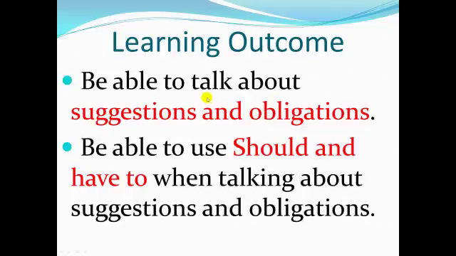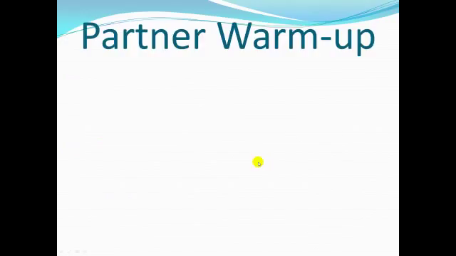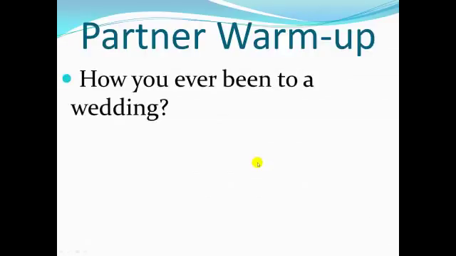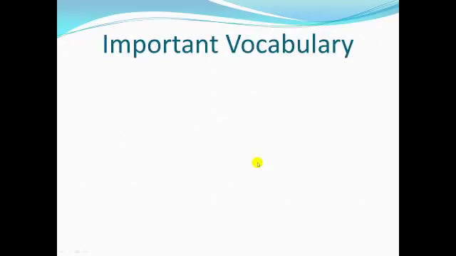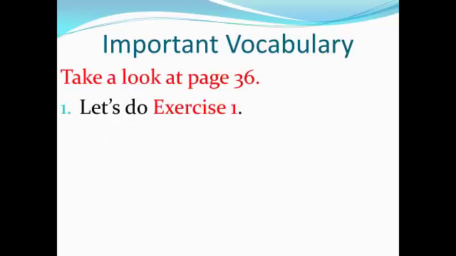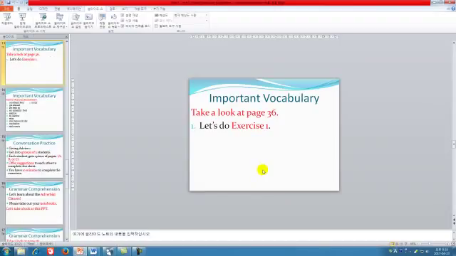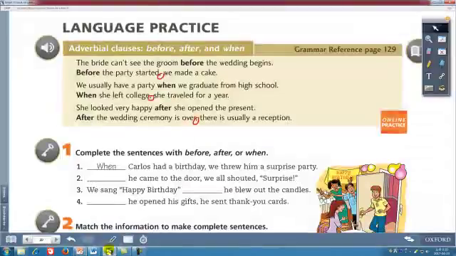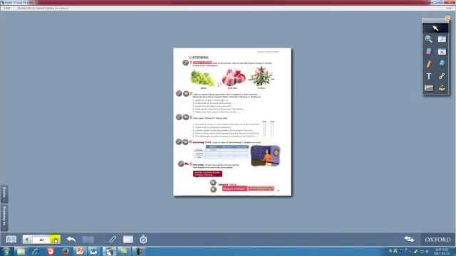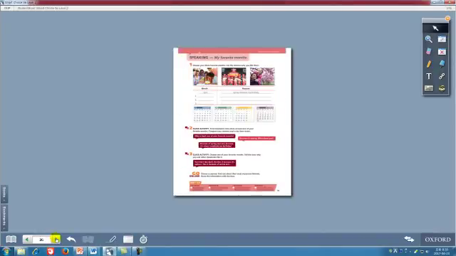So a couple of things we're going to do. We're going to learn to talk about suggestions and obligations, and be able to use should and have to when talking about them. Again, we're going to skip the warm-up and jump into some vocabulary. So let's take your books out. Let's jump to page 36 and check out the vocabulary that you have for Unit 6.